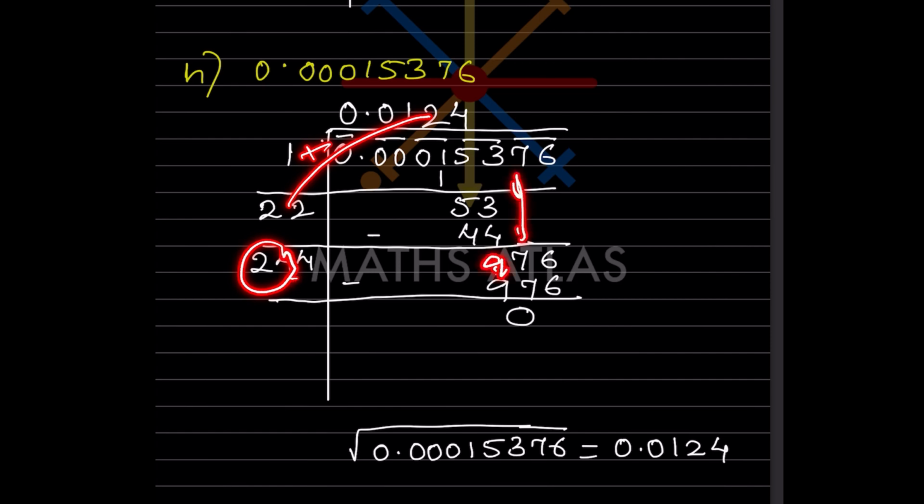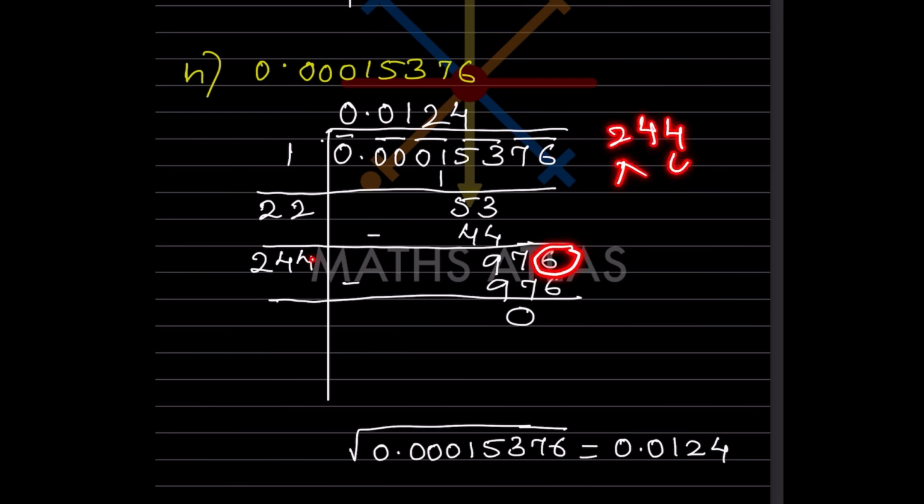So you have to take these two numbers down. So here is 6. So it should be 244 into 4, or it will be 246 into 6. But 246 into 6, that is a bigger number. So it will be 244 into 4, that is 976. So the remainder is 0. So the answer should be 0.0124.